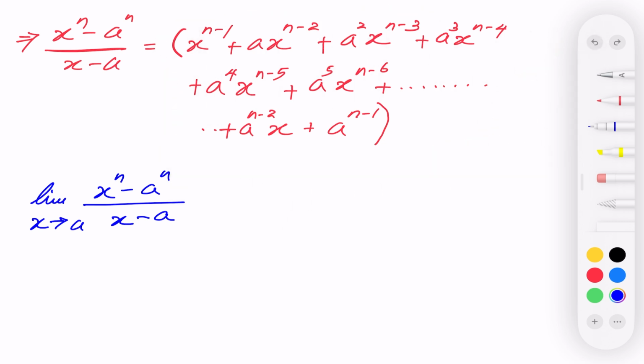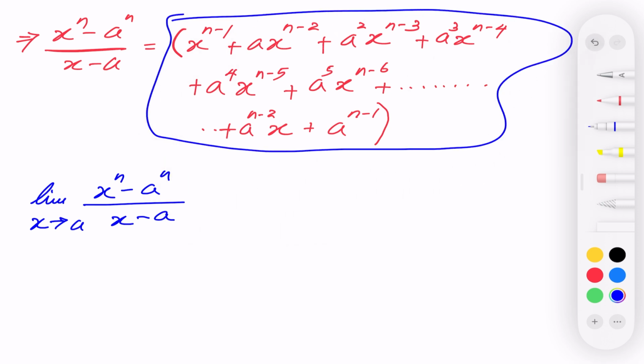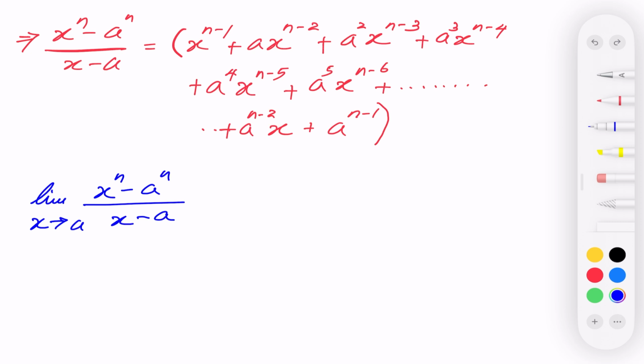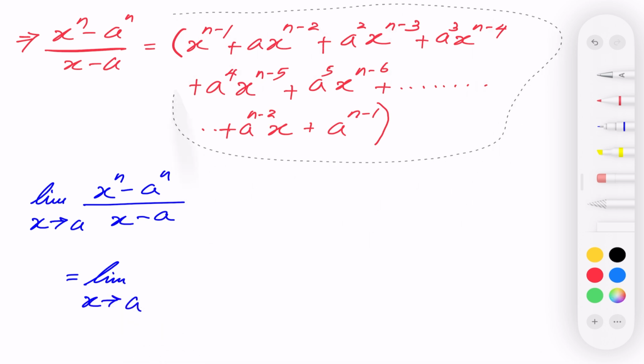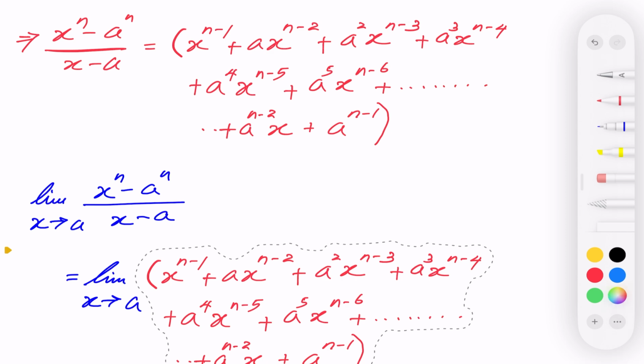Therefore, instead of taking the limit of this rational function right here, I'm going to take the limit of all of this on the right hand side. So let me write it down as that. I will have this being equal to the limit as x approaches a of all of this. And I would like to have it in blue.